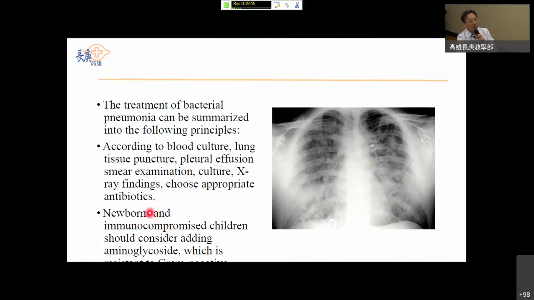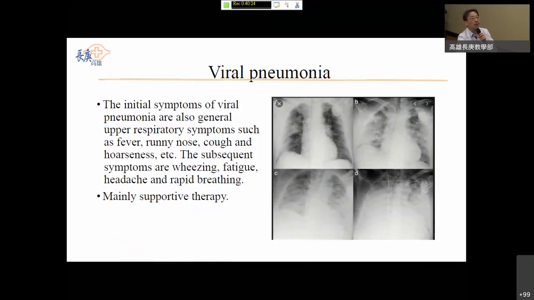For the newborn and the immune-compromised child, we have to give antibiotic treatment, or otherwise the condition will go downhill very fast, okay? So keep in mind, when you see these types of pictures later in your medical career, you have to be very careful, okay?